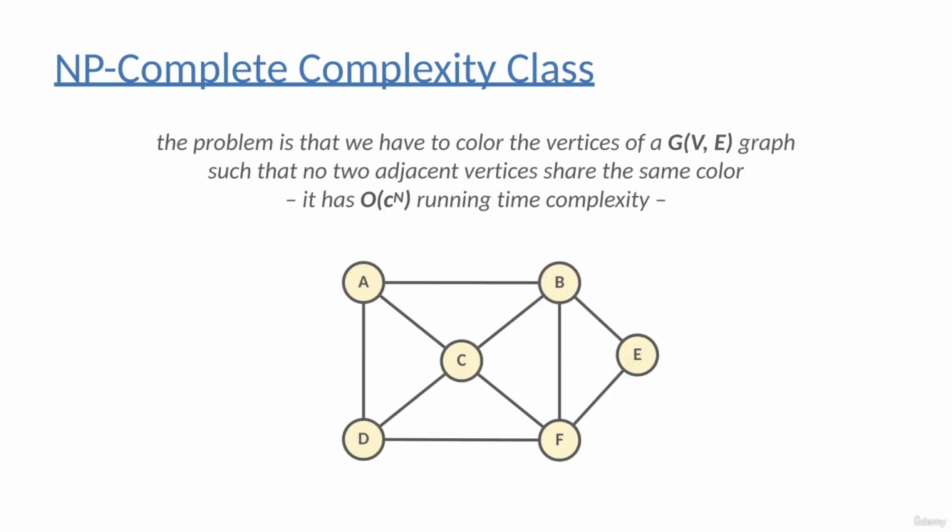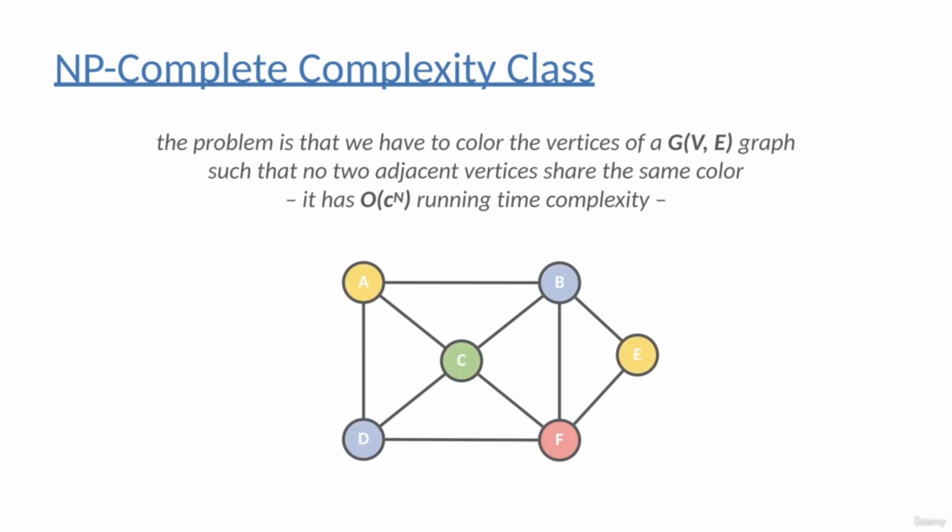Let's take a look at a concrete example for the NP complete problems. A typical example is graph coloring. The problem is that we have to color the vertices of a graph G with V vertices and E edges, such that no two adjacent vertices share the same color. By the way, if we have C colors and N vertices, then as you can see, it has exponential running time complexity, O(C^N).